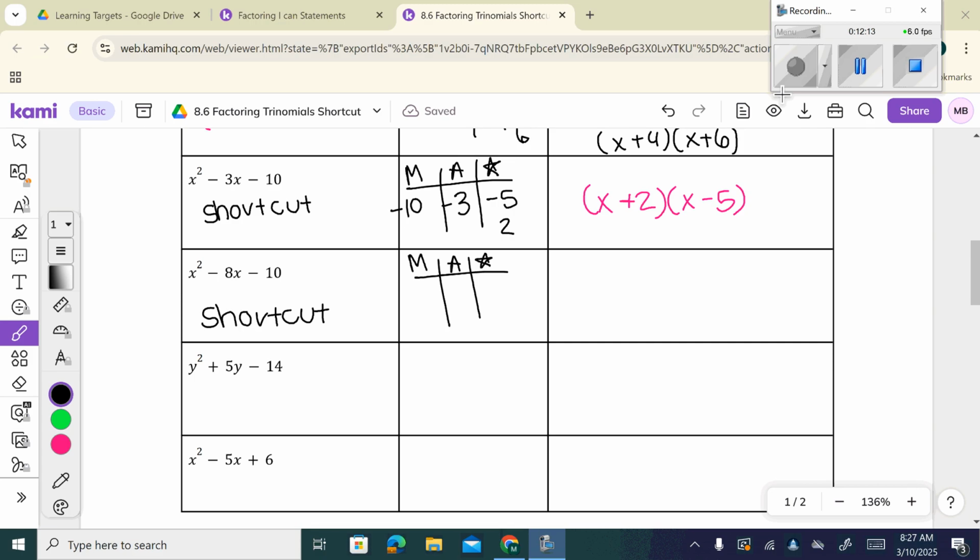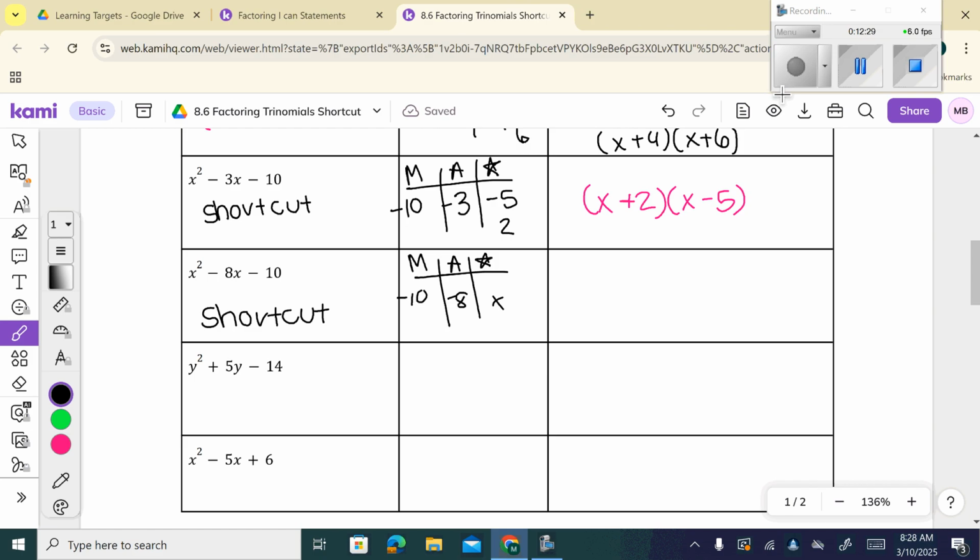What's 2 times 4? Is that 10? So does anything multiply to 10 but add to -8? No. Okay, so can I use magic numbers on this? No. All right, so go back.